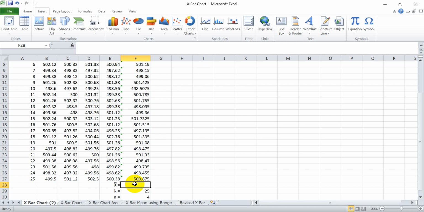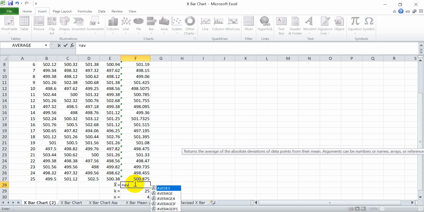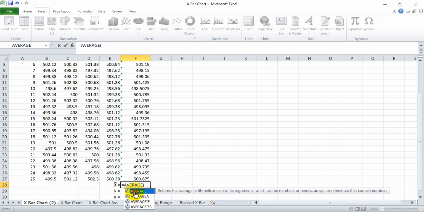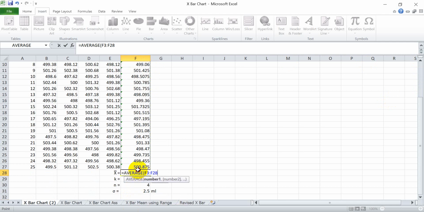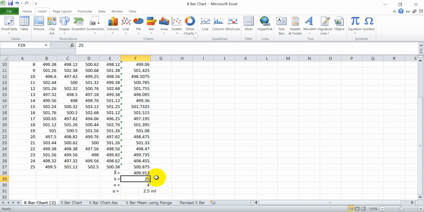And now we have to take the average of these sample mean values. Done. So we have the X bar value 499, total number of samples 25, number of observations 4, and standard deviation 2.5.